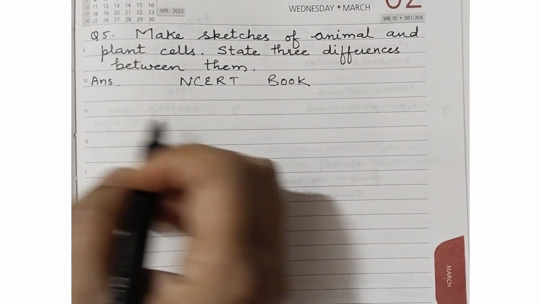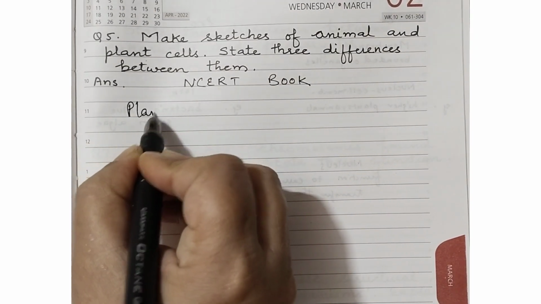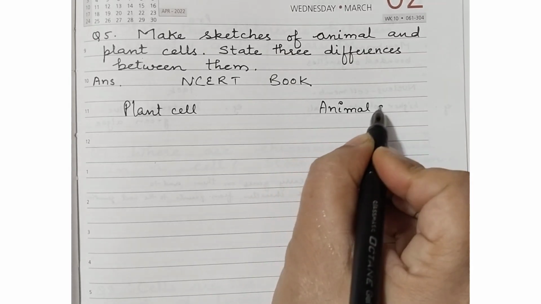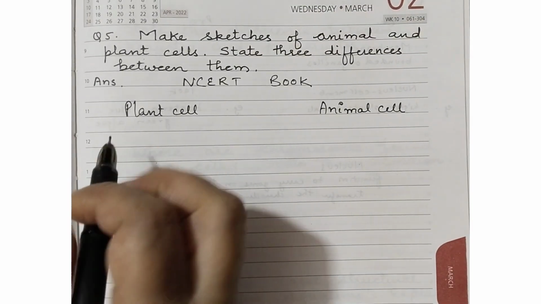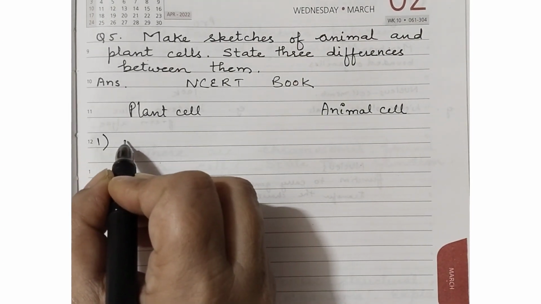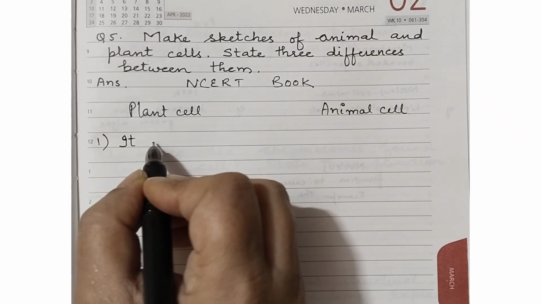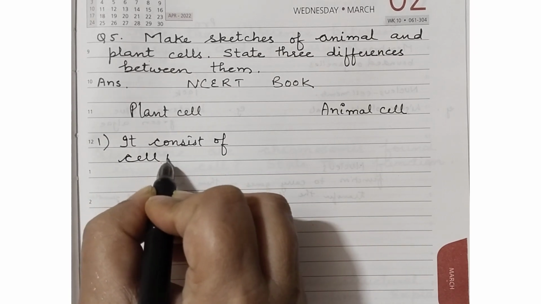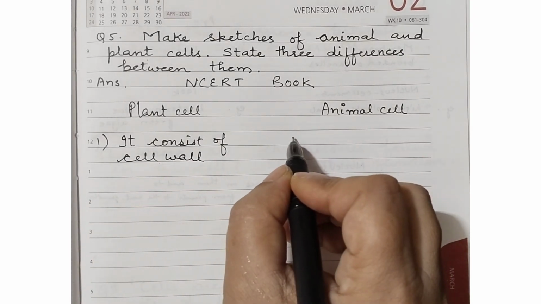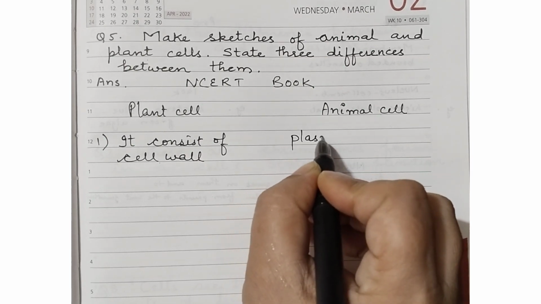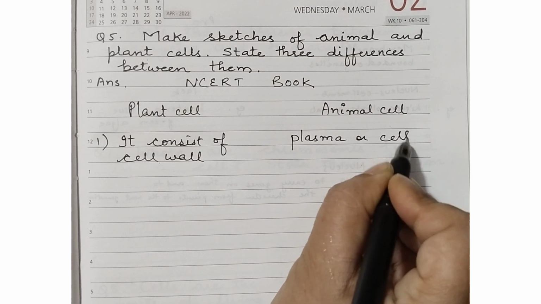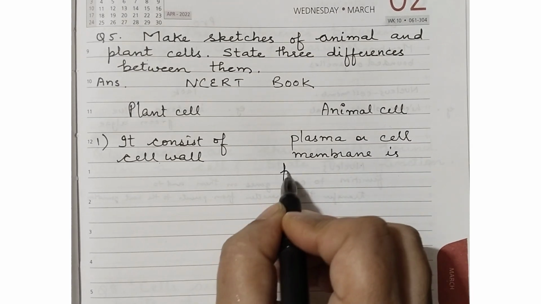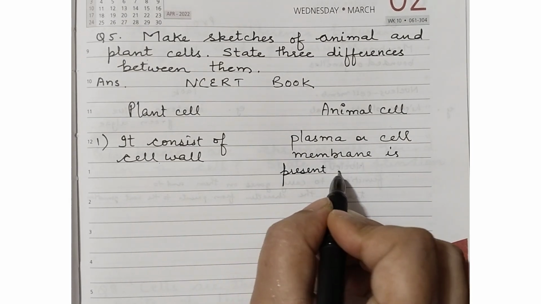The three differences between them are, plant cell, animal cell. Write in this form, plant cell, it consists of cell wall, whereas plasma or cell membrane is present in animal cell.